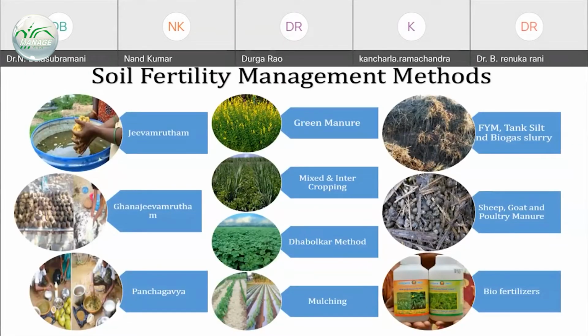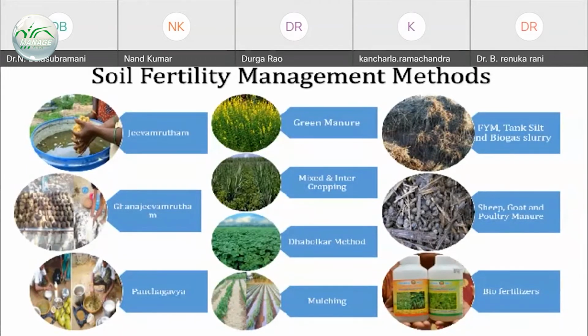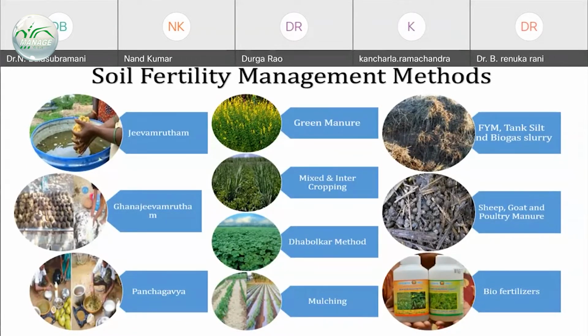These are different soil fertility management methods. By applying, say, Jiwamritam, we can prepare Jiwamritam, Ghana Jiwamritam, Panchagavya. We can also give green manure crops. Everybody is doing this, but we do not say only green manures. We say minimum 12 to 15 types of seeds, all combinations, not only green manures. Mixed and intercropping systems are also very much essential, not a sole or single crop. This reduces the pest complex very much.